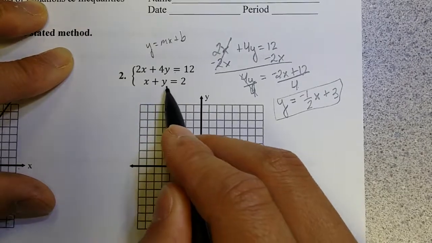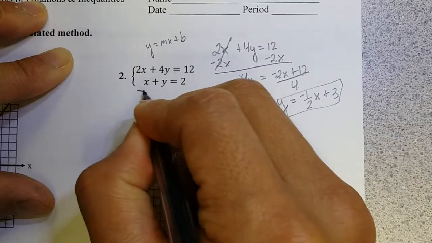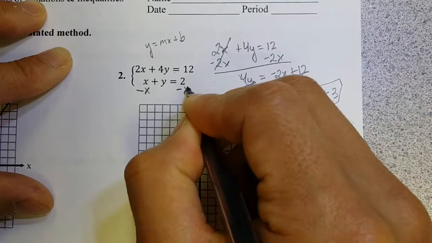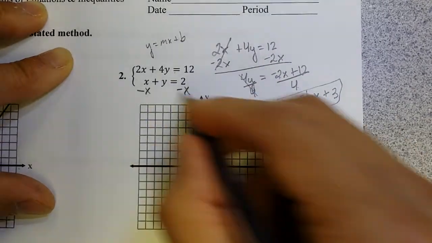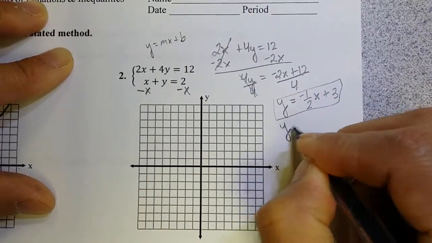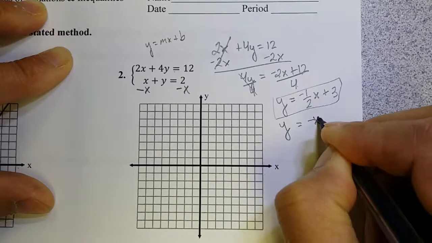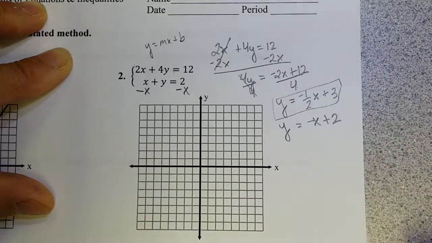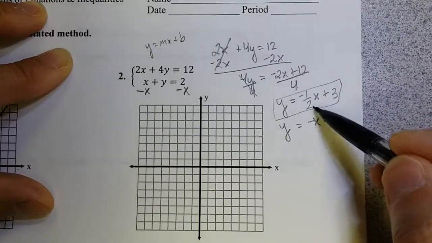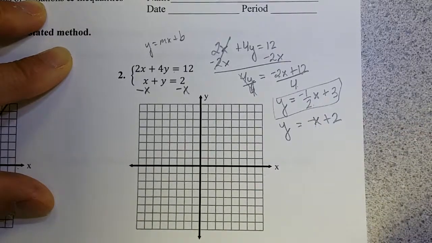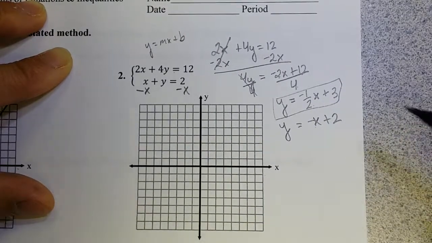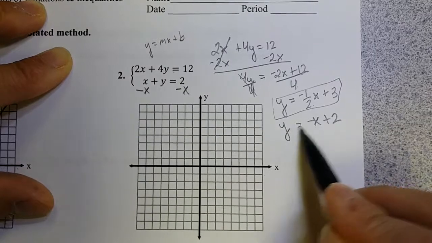Now, to rewrite this equation, all you have to do really is subtract x from both sides, and you get y equals negative x plus 2. So now I have this in the slope-intercept form. Now I just graph. Well, let's start with this one.